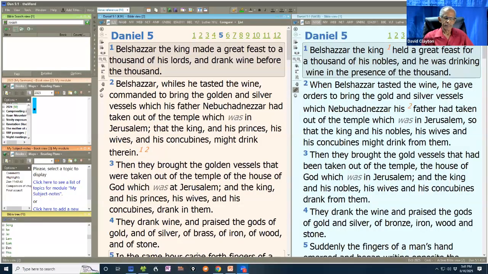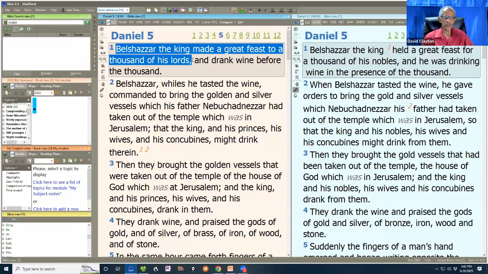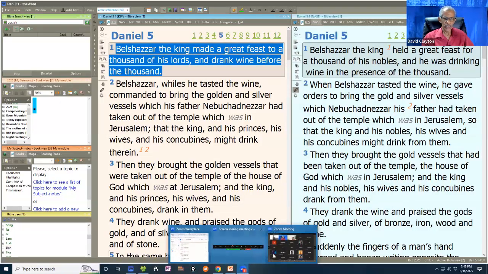All right. So we are in Daniel chapter 5, and it says, Belshazzar the king made a great feast to 1,000 of his lords, and drank wine before the 1,000. So the first thing I want to comment on is that this Belshazzar, who was he?